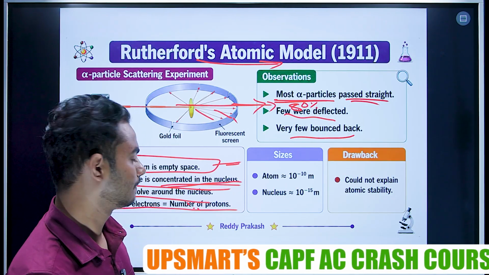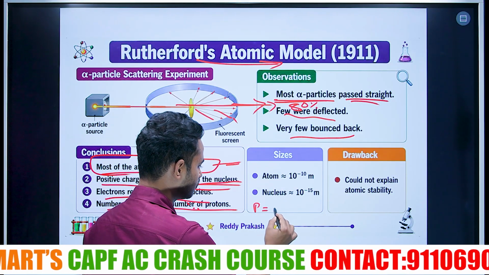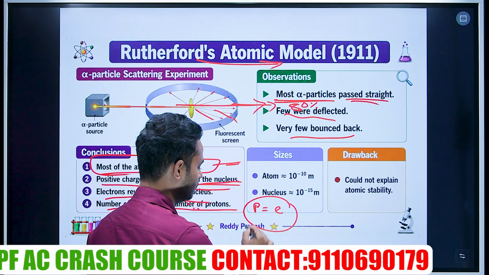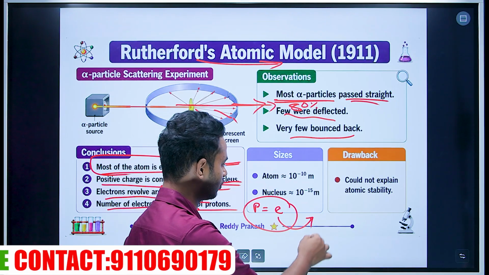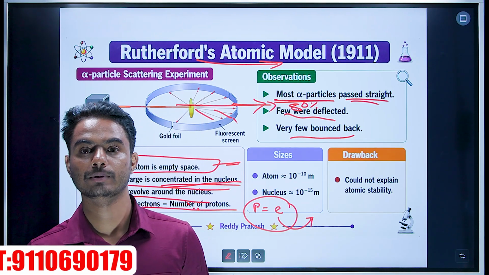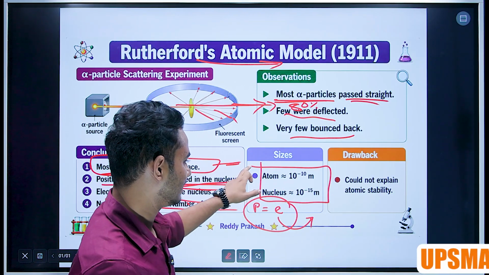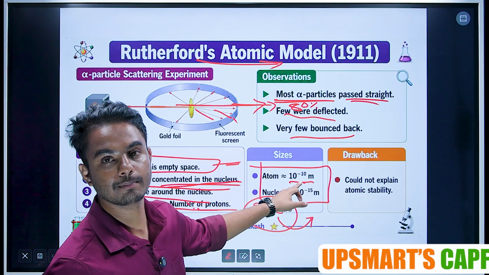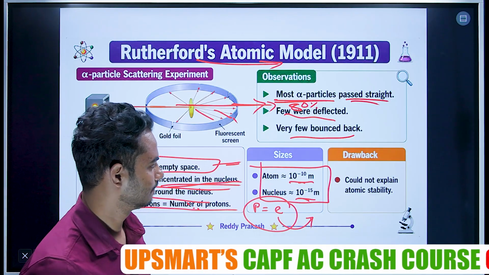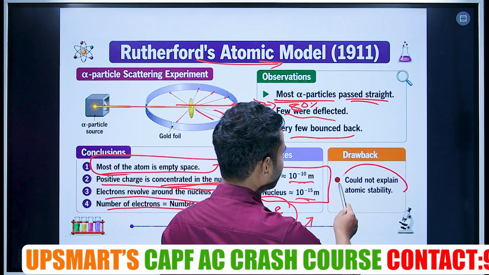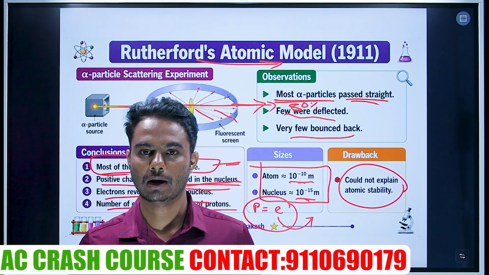This was given by Rutherford. He told that P equals E. He gave protons equals electrons, the number, but he couldn't explain the position of the electron. All that he told is it revolves around the nucleus, but the shell concept was not given by him. He also gave the size of atoms and nucleus. Remember the size: 10 power minus 10 meter, 10 power minus 15 meter, the size of the atom and the nucleus. Next, the drawback is he could not explain how an atom comes to stability. You know how an atom comes to stability, right?